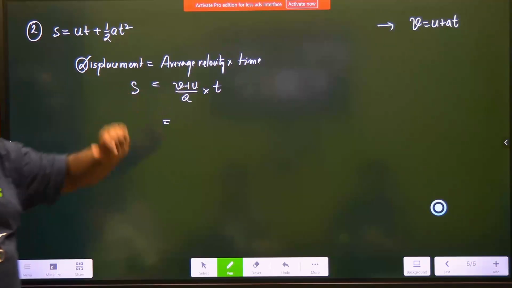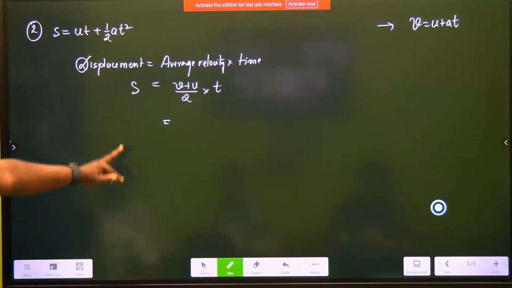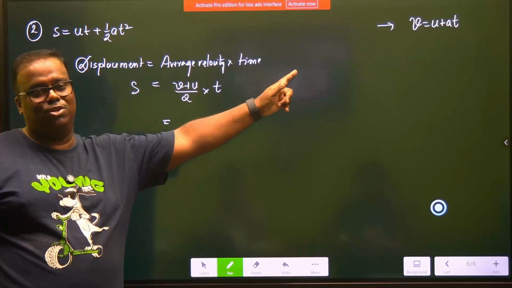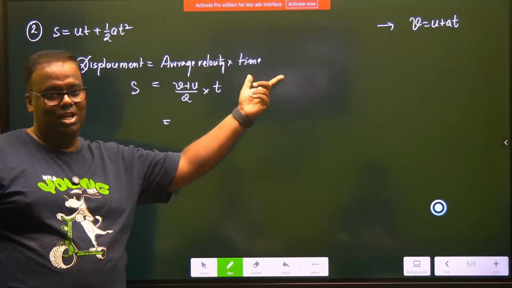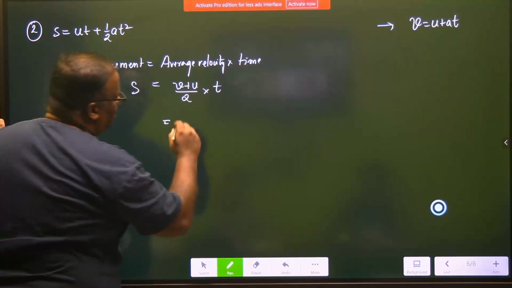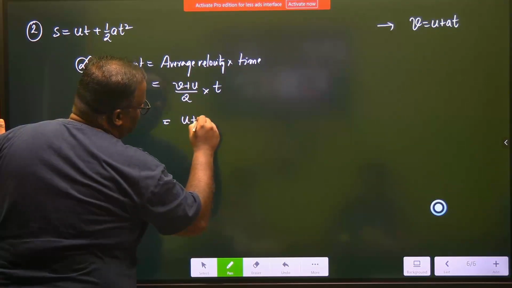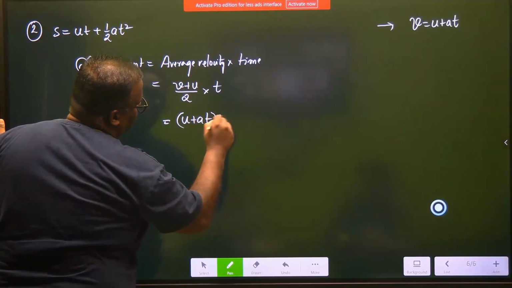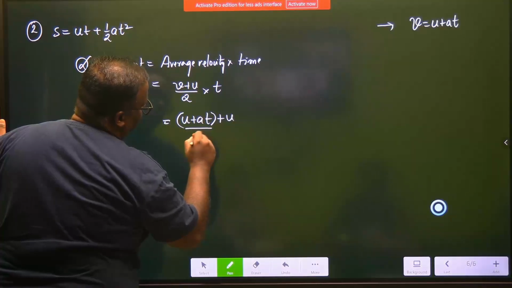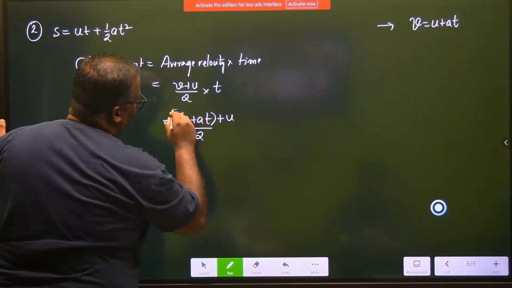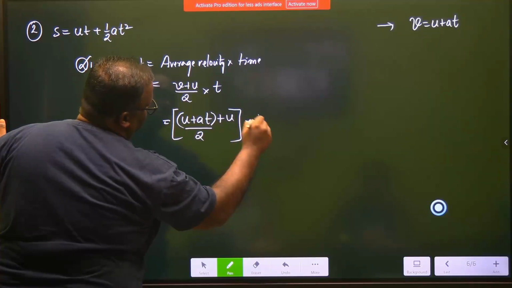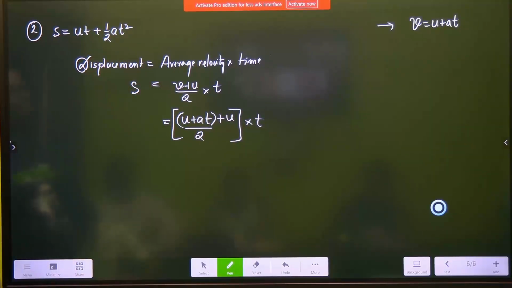So sometimes people will say, deduce the second equation of motion, and before deducing, deduce the first equation of motion also. They don't allow you to straight away use that. Do that first, then do this. Right? So instead of v, what do I write now? u plus at, plus u, divided by 2, into t. Fine.